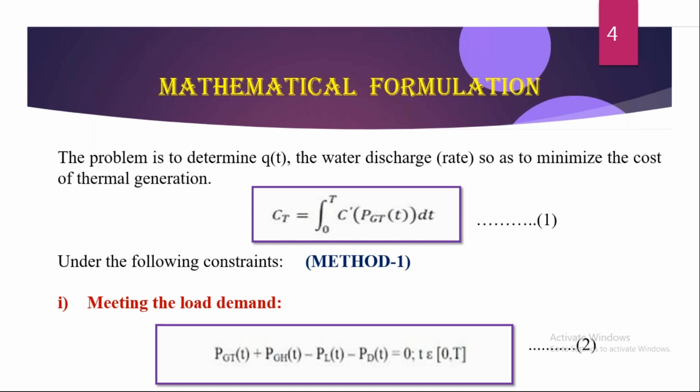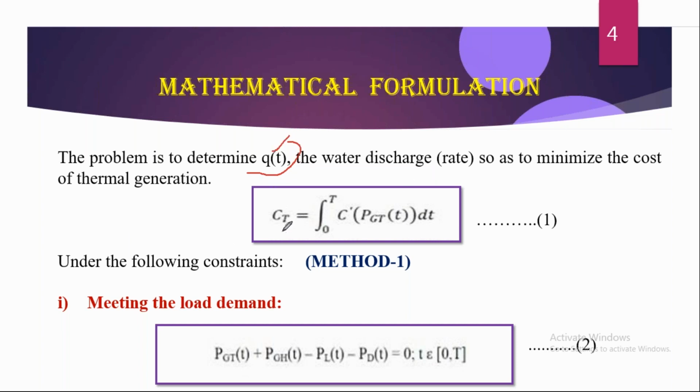So the problem is to determine two parameters. One is Q of T. It means how much water flows from the dam, that much power has to be generated, and this parameter is minimized, that is, the cost of the total generation.